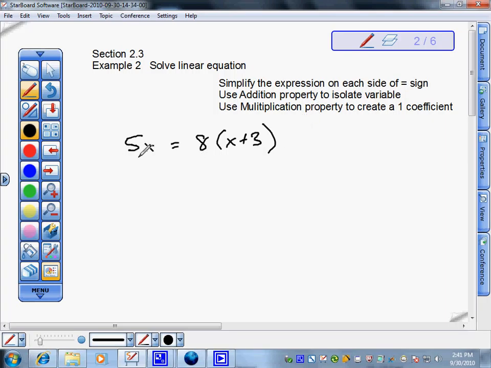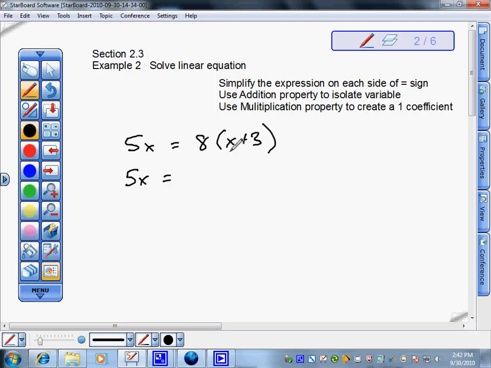So looking at this equation, focusing on the left-hand side, 5x cannot be simplified. So I'm just going to live with the fact that 5x is on the left for now, because what I see here is I have a set of parentheses, and the idea behind simplifying each expression is we must remove parentheses by distribution and combine all like terms.